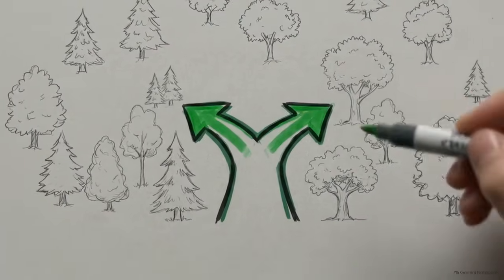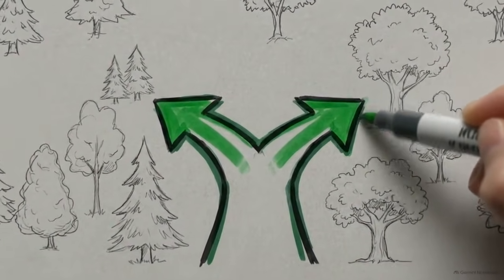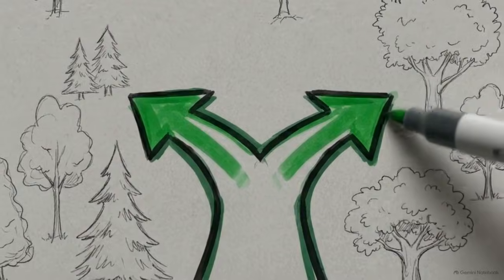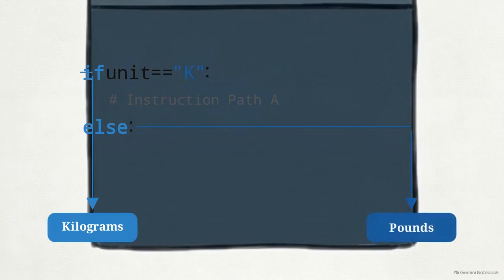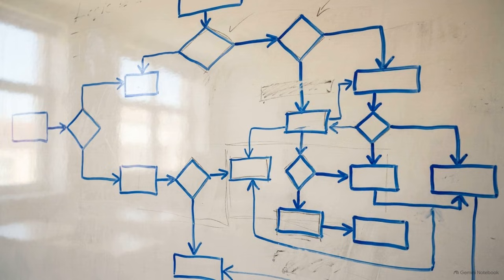A smart program needs to make decisions. It must react differently depending on the user's choice, like calculating weight in kilograms or pounds. We build these decisions using if and else statements, which act as a fork in the road for our code. We use the double equal sign to compare values. To tell the computer which instructions belong to which path, Python uses indentation. By tabbing inward, we visually group our code, ensuring it only runs when the condition is met. Adding these logical conditions turns a basic script into a smart application capable of dynamic problem solving.